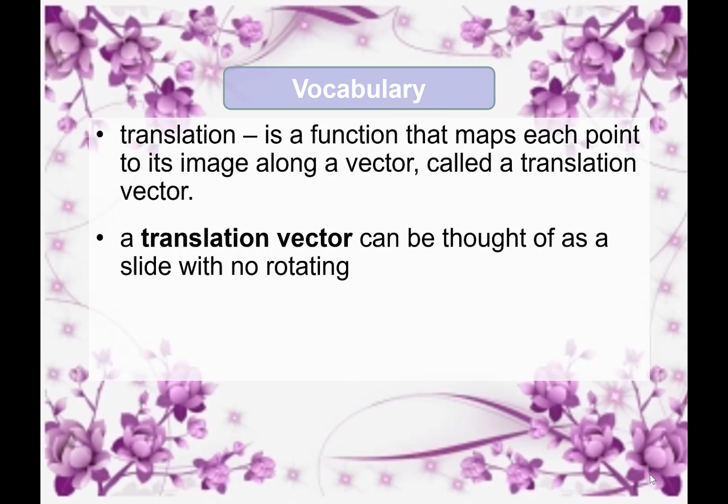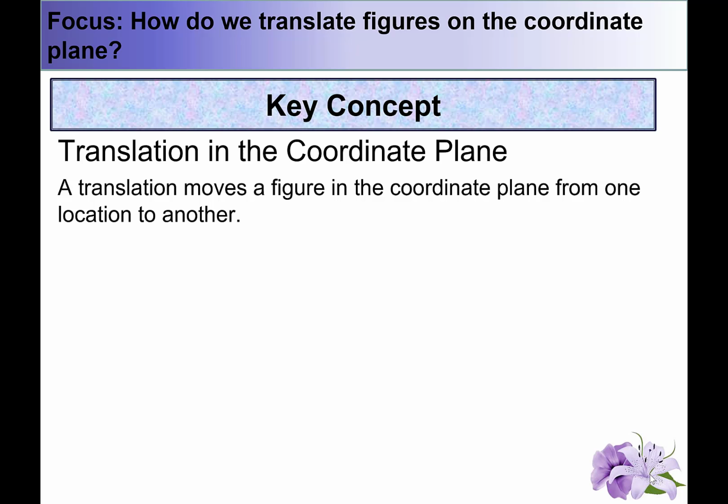A translation is a function that maps each point to its image along a vector called a translation vector. A translation vector can be thought of as a slide with no rotating. When we translate a point or an image in the coordinate plane, we're moving the figure from one location to the other location. So we can move it horizontally, vertically, or diagonally.